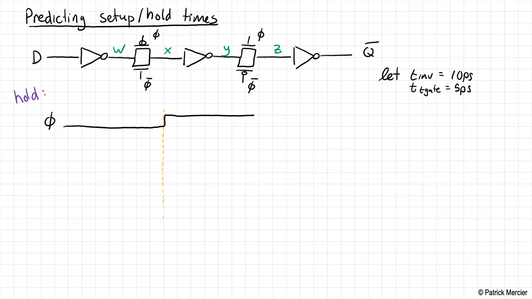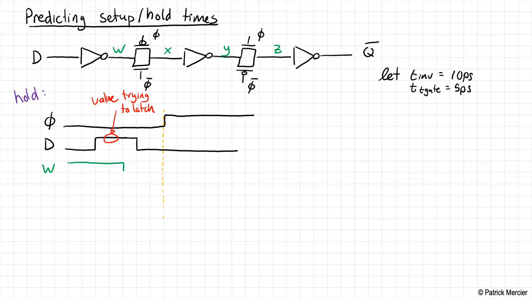Let's go ahead and draw our vertical axis here. What I'm going to suggest is input D is rising here, and this is the value that we are trying to latch. As it turns out, we don't need to hold the data for too long after the rising edge of the clock. In fact, we can release the data before the rising edge of the clock even happens. That sounds a little weird, but hear me out. W, as we know, is just the inverted version of D, delayed by two inverters.